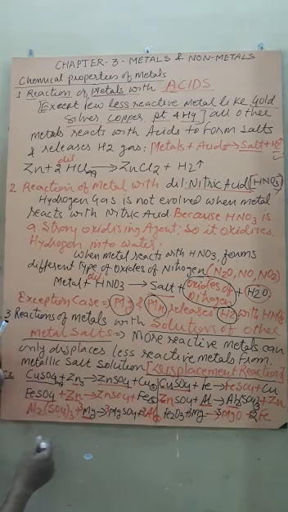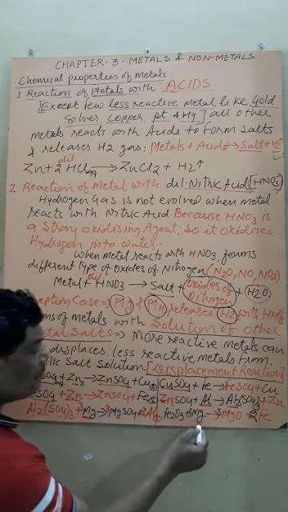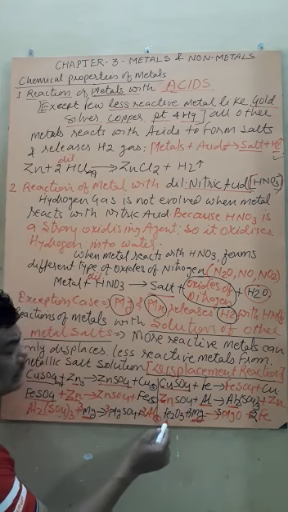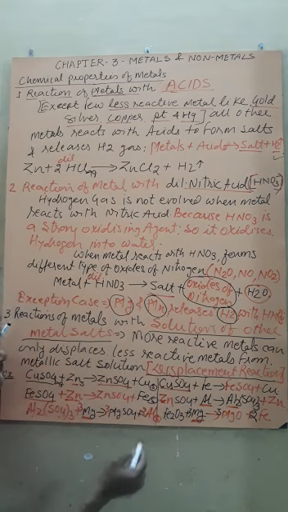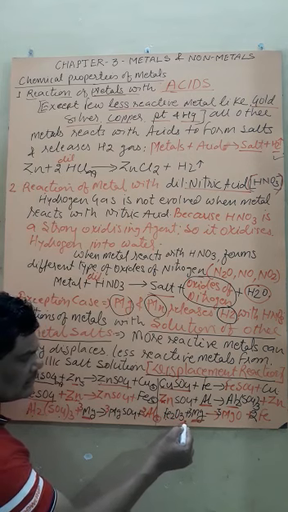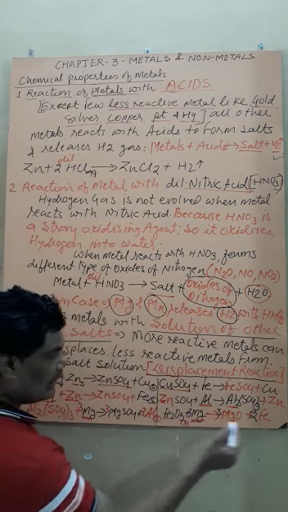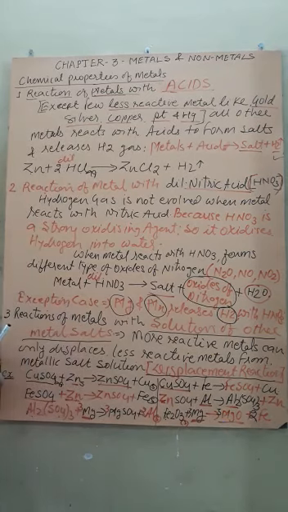Again, here we have seen that iron is more reactive, but magnesium is even more reactive as compared to iron. Therefore, when magnesium is added to the ferric oxide solution, it displaces iron and forms magnesium oxide.